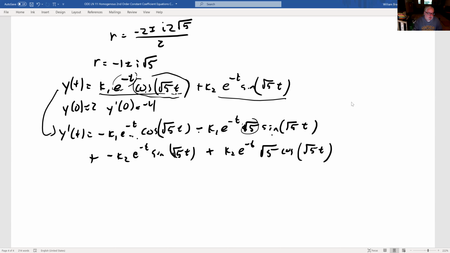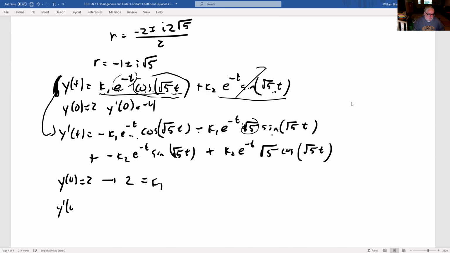Okay, so y of 0 equals 2. That means we take this equation up here, set y equal to 2, and then set t equal to 0. Keep in mind that sine of 0 is 0, so this term goes away because sine of 0 is 0, and we're just left with k1. Cosine of 0 is 1, so we're just left with k1 equals 2.